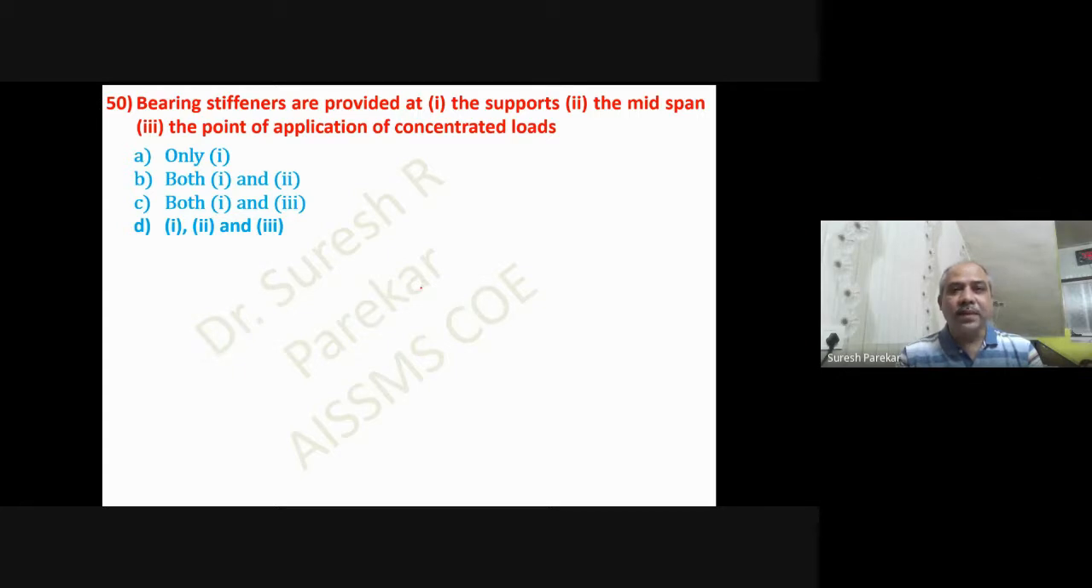Bearing stiffeners are provided: first at the support, second at the mid-span, third at the point of application of concentrated load. So we have first at the support because we have the reaction, and third where we have a concentrated load. So the answer is C.